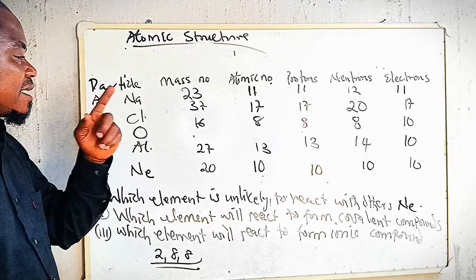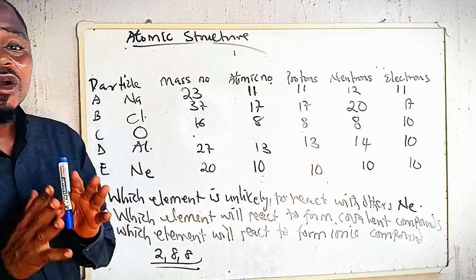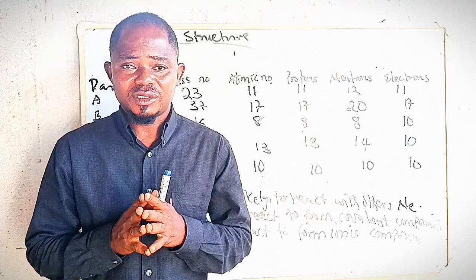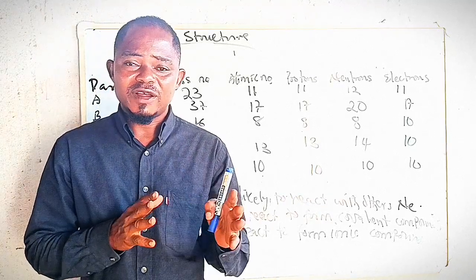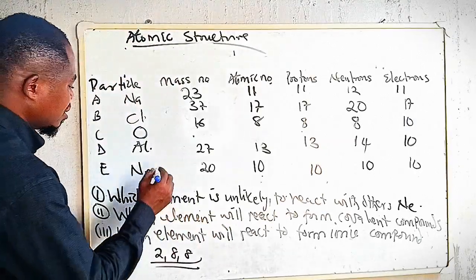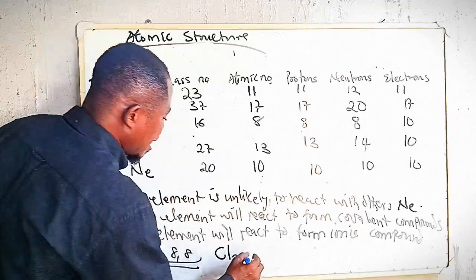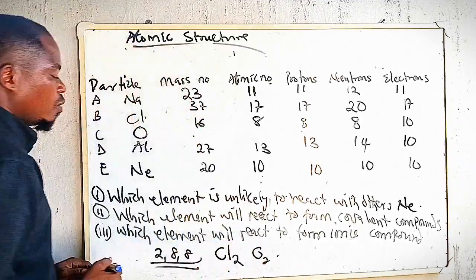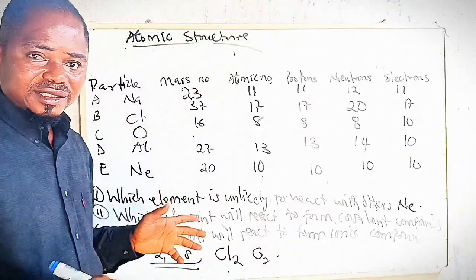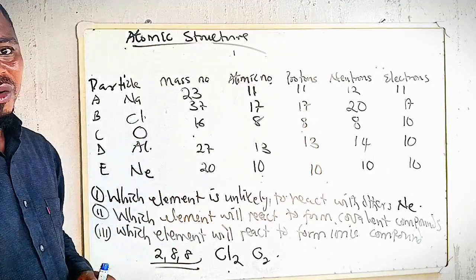All right, which element will react to form a covalent compound? So from the question we have, which element will react to form a covalent compound? Remember, in covalency we have sharing of electrons, while in electrovalency there is transfer and gain of electrons. So we know that chlorine will form a chlorine molecule by covalent bonding, and oxygen will form an oxygen molecule by what? Covalent bonding. Are you following? So chlorine and oxygen will form covalent compounds.